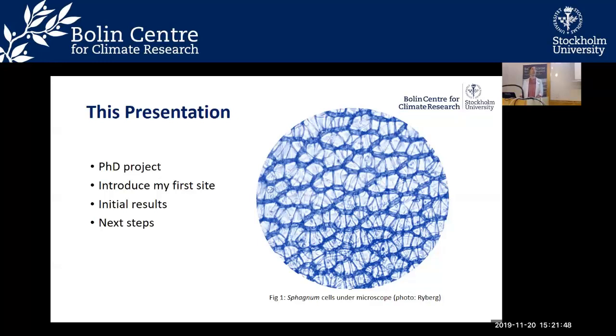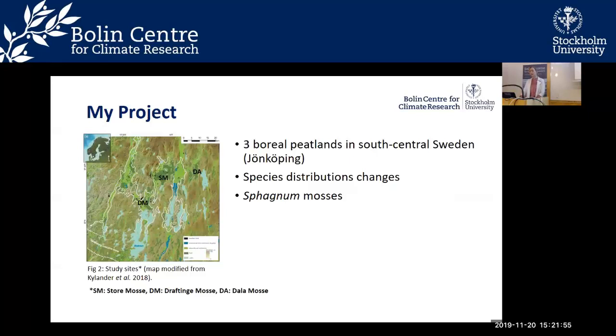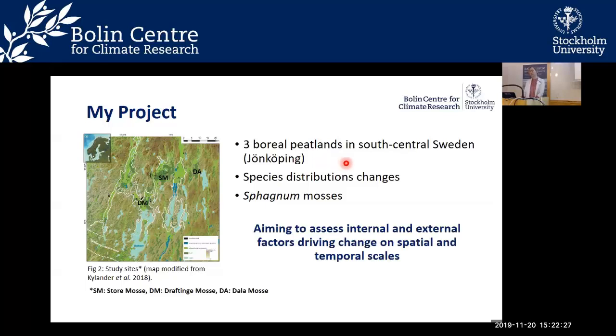My project is essentially a combination of paleoecology, geoscience, and paleoclimate research. I work within 3 boreal peatlands in south-central Sweden. So we have Stora Mosse in the center, and Draftinge Mosse to the left, and Dala Mosse to the right. I look at changes to species distributions and vegetation transitions with a specific focus on sphagnum mosses. This is because we want to understand how species within these peatlands have responded to change in the past. My aims are therefore to assess and identify internal successional processes and biotic interactions, as well as the external climate drivers of change on spatial and temporal scales.